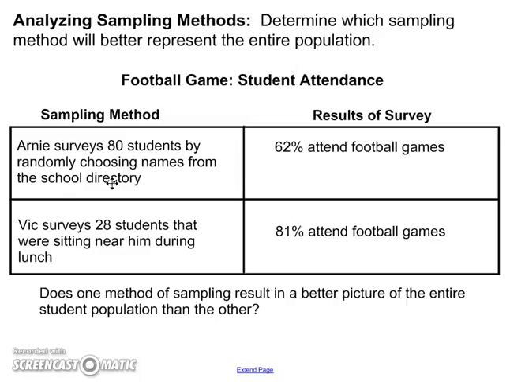But in this case, by choosing people randomly from the school directory, he gets a better cross-section of the entire population. So in this particular case, the random method, Arnie's method, is a better sample, R-A-N-D-O-M. Okay, and in this case, that's done by Arnie. And we have to think about those things, okay? As far as if we're actually going to be doing some surveying, how can I get the most reliable set of information?